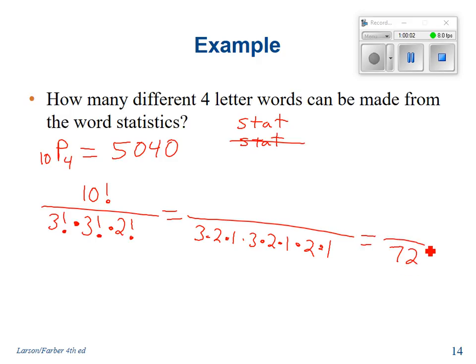Somebody use their calculator and help me out. What's 10 factorial? 3,628,800. Now, I'm not gonna write that number down because you got it right there on your calculator, right? What are you gonna divide it by? 72, so divide it by 72. 50,400. So how many different four-letter words could we make from the word statistics? 50,400. Now notice I didn't say four-letter words that make sense, because that's a four-letter word. It's not really a word in our language, but that's a four-letter word.